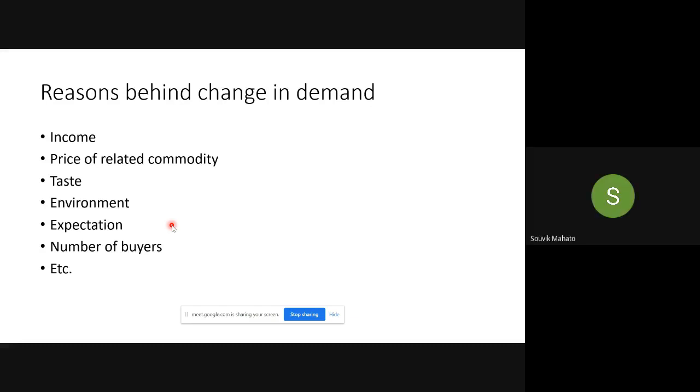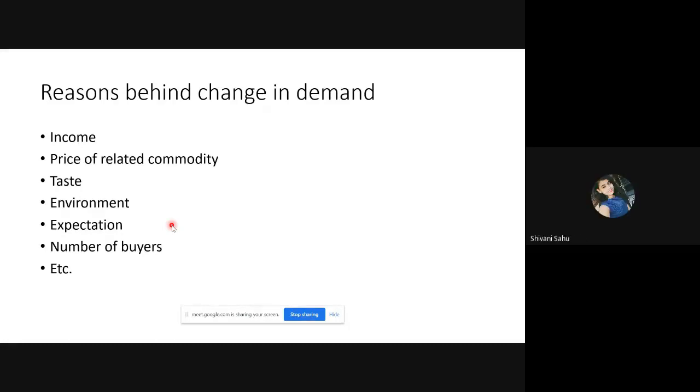Ma'am, because of reduction in supply, due to some natural calamity. That is something related with the supply side. We will discuss it in the supply section. But supply is not influencing my demand in that way. Supply is influencing the market. By changing the price, my demand will be influenced.